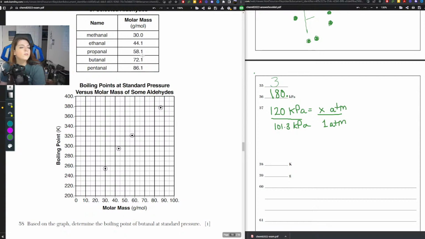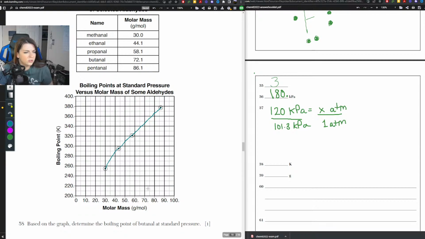Okay. You don't have a ruler to take this test, but you do have a reference table, and I would just use that to draw a line, right? It's a pretty predictable line here. Connect the dots. Butanal is 72.1.